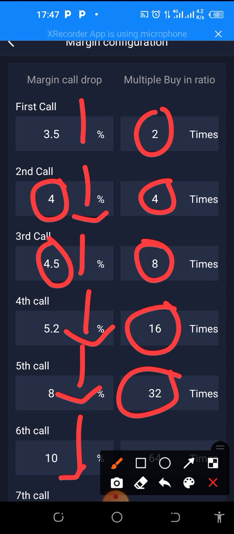So if we multiply all these times by our initial entry, our first buying order, which is about $15, then it's going to mean a lot of money.